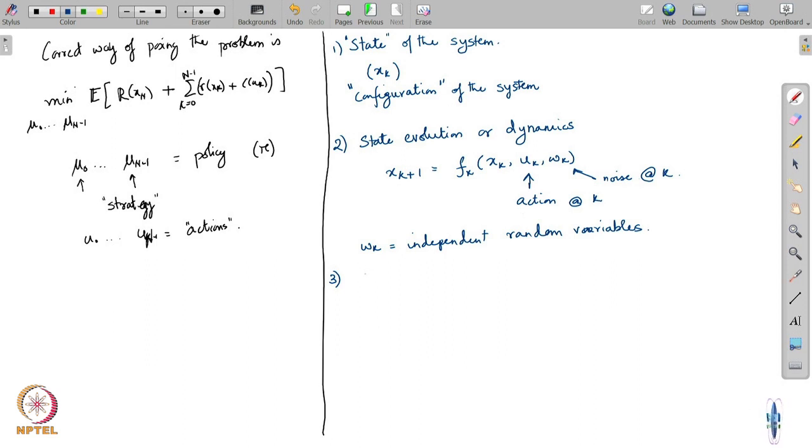Now, there would usually be a control constraint on actions. In our case that constraint was, say, uk greater than or equal to 0. But more generally it could be any constraint, and moreover that constraint could also depend on the state that you are in. Say, uk belongs to capital Uk of xk. This would be the most general way of writing the constraint. So, as a function of the state xk that you are in, the actions that you can potentially take have to be in this set capital Uk of xk.